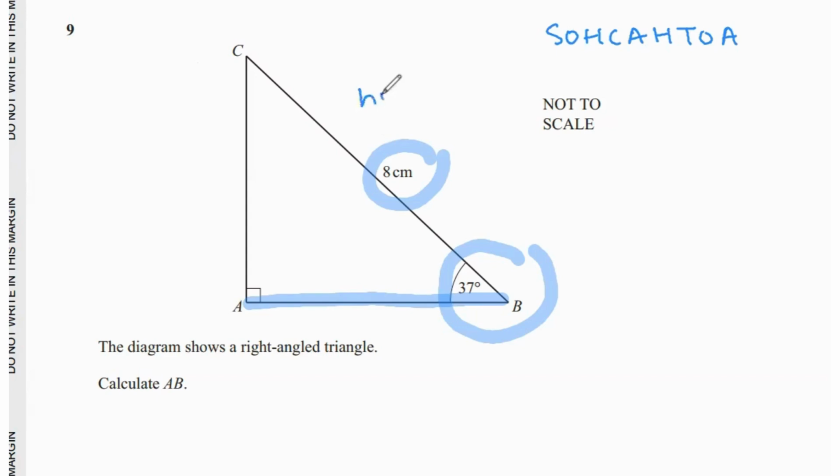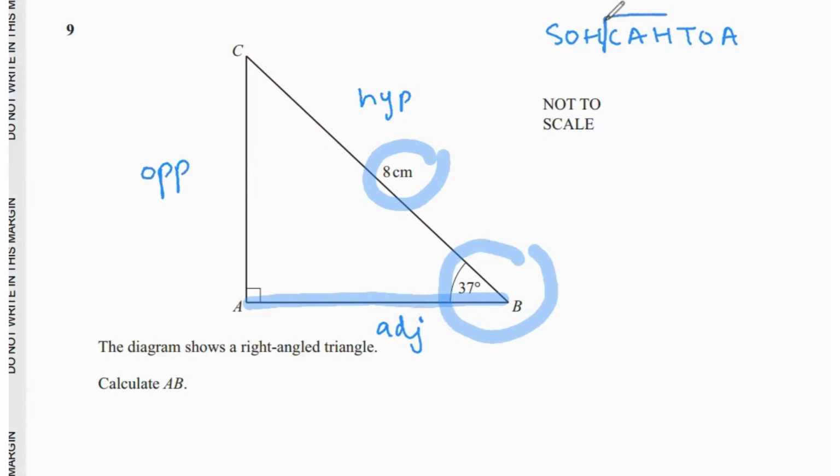Hypotenuse is always the diagonal, always. Adjacent is the line on which the angle lies. So since the angle lies on AB, AB is the adjacent. And opposite is the length opposite to the angle, which makes AC our opposite. So now as you can see, we have the hypotenuse, we have the angle, and we're trying to find the adjacent.